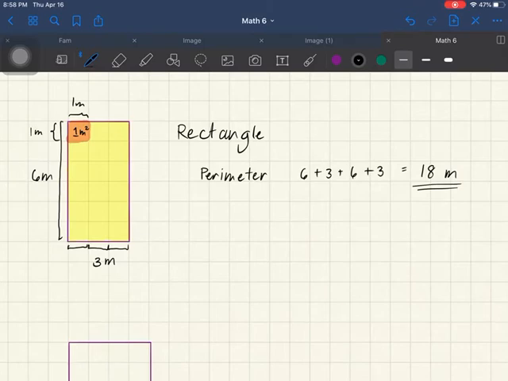So how many 1 square meters are in there? 1, 2, 3, 4, 5, 6, 7, 8, 9, 10, 11, 12, 13, 14, 15, 16, 17, 18. 18 square meters. The area is equal to 18 square meters. Surprisingly, 18 square meters.